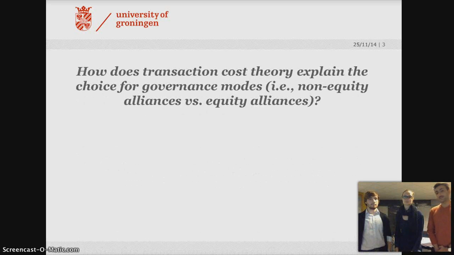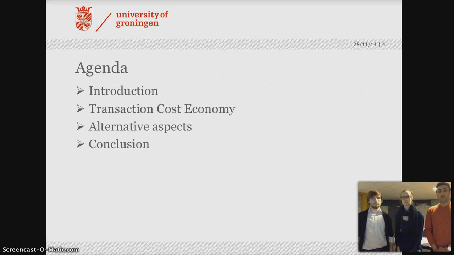Our central question is, how does transaction cost theory explain the choice for governance modes, i.e. non-equity alliances versus equity alliances? So how did we approach answering this question? We basically looked at it from two perspectives. The first perspective would be solely focusing on transaction cost theory and explaining why to choose a certain alliance. Second of all, we introduced two alternatives, i.e. trust and institutional environment, which have been discussed in the articles. So I will pass now to my colleague and we'll talk about transaction cost economics.